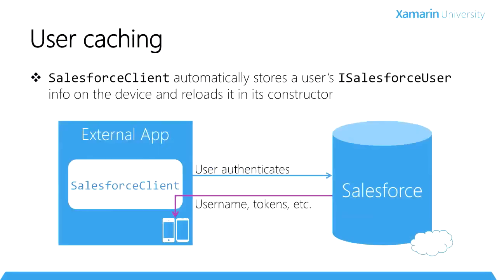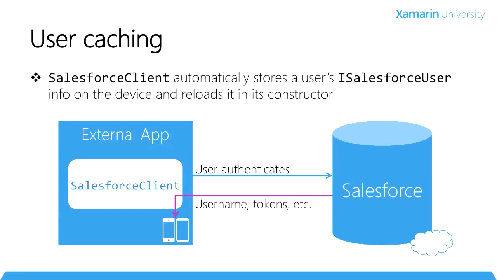As you've seen, Salesforce client is convenient for users. They don't need to log into Salesforce every time they run the application. It automatically stores the user's access token, refresh token, and other required information on the device. You instantiate the class and provide the information in its constructor, and then this information is saved upon successful authentication. Information is also resaved as needed, for example, after a refresh of the access token.